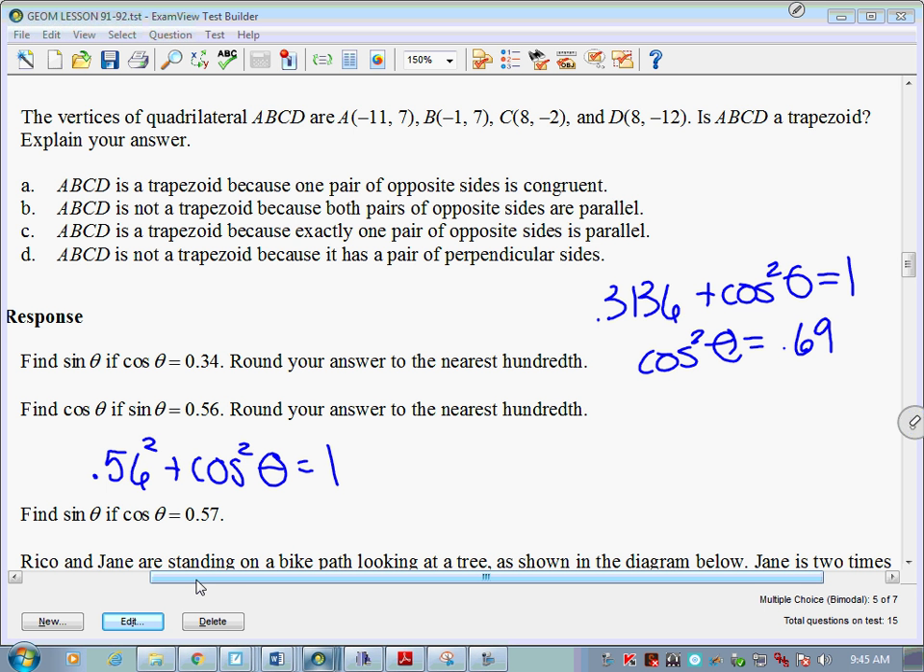0.3136. So let's be a little bit more specific here. What is 1 minus 0.3136? 0.6864. You see the difference there. What did you guys have, like 0.68 earlier? But you can see that if we took that further out, we'd actually get 0.69. Let's square root that. 0.83.